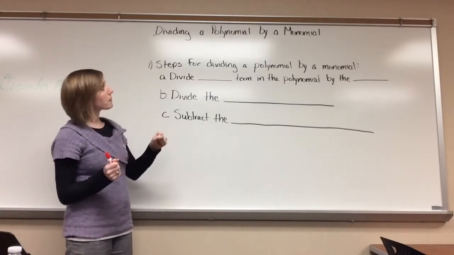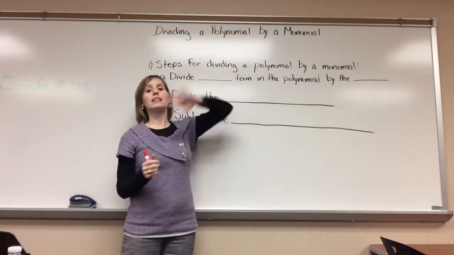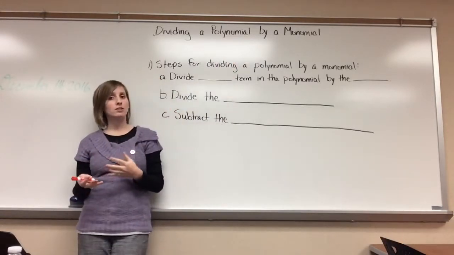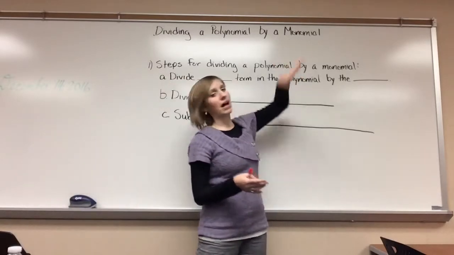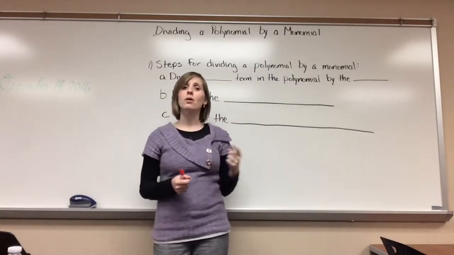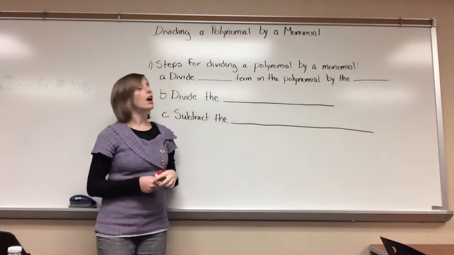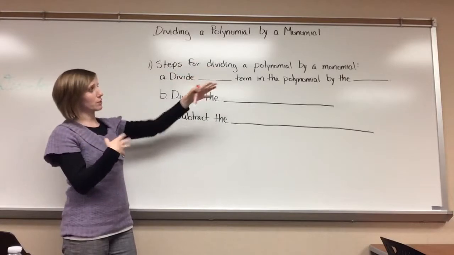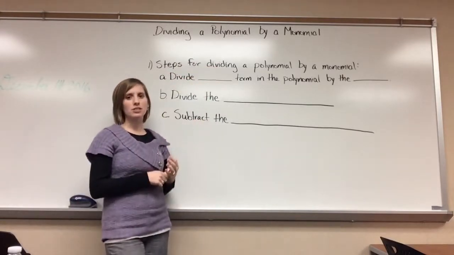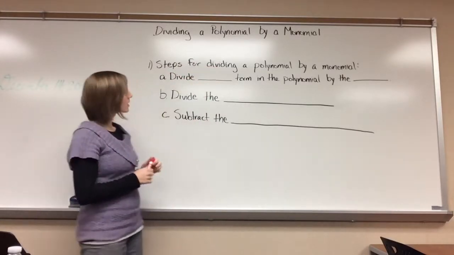So quick reminder, remember a polynomial is, poly means many, so a polynomial has 2 or more terms, and then we're dividing that by a monomial. Mono means 1, so monomial means 1 term. Alright, so we're dividing 2 or more terms by 1 term, and for our practice today we're just going to get up to 3 terms at a time.